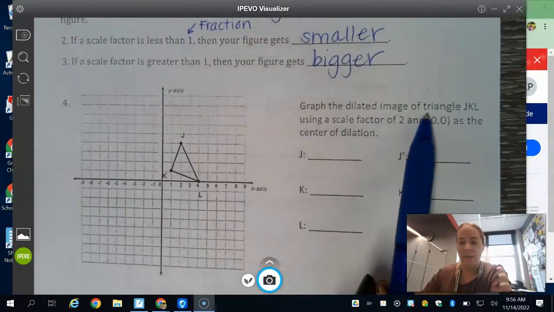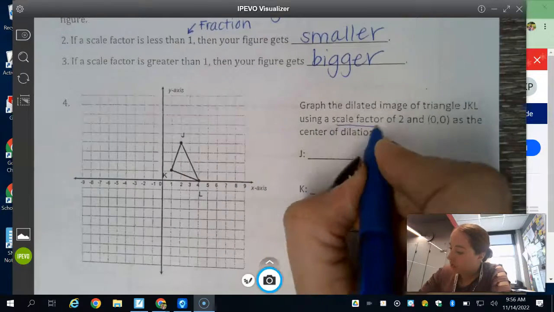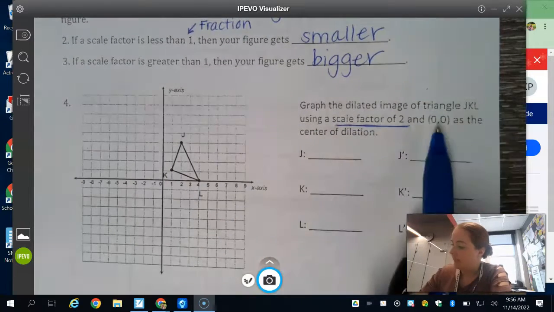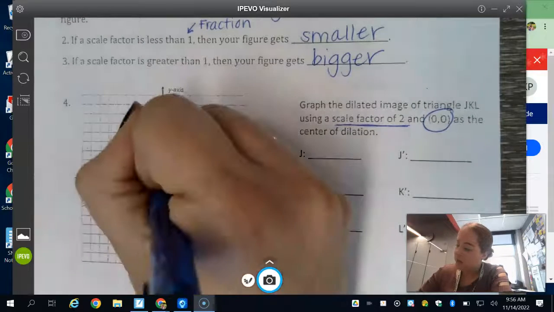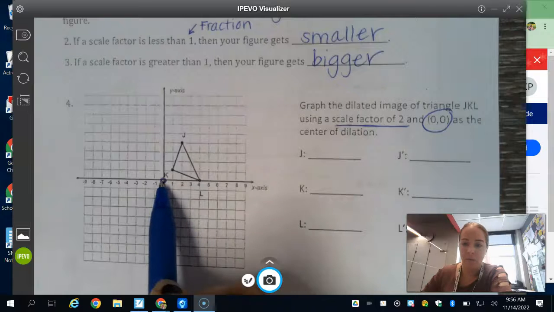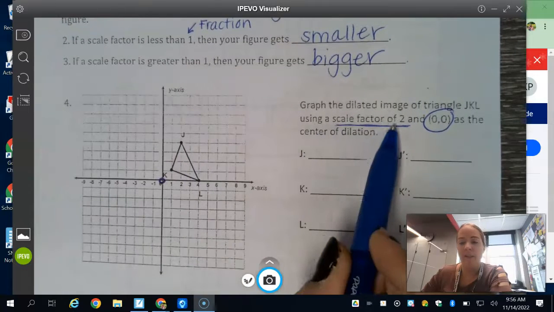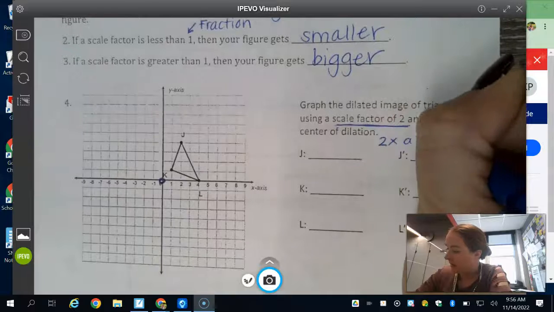Graph the dilated image of triangle JKL using a scale factor of 2. So I'm going to underline this. And 0, 0 as the center of dilation. So 0, 0 is right here in the middle. That's my center point that I'm going to put on first. And my scale factor is 2. That means it's going to get 2 times as big.